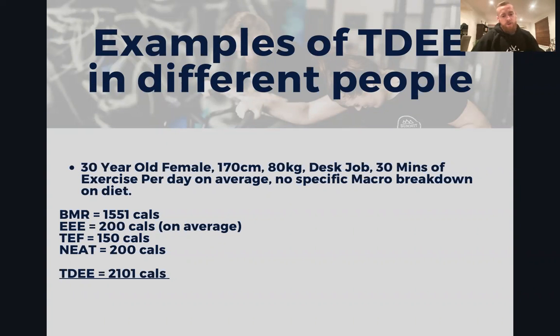Okay. So on top of this, for her exercise energy expenditure, we're saying roughly 30 minutes of exercise per day. So we're going to give her 200 calories, okay? Because we're going to say she probably might train pretty hard.